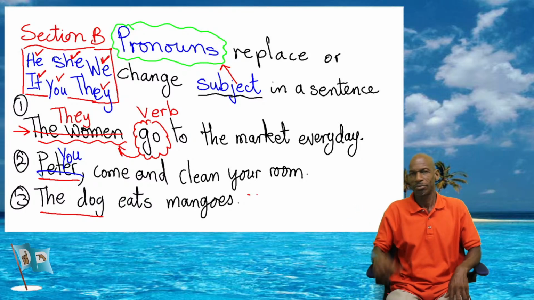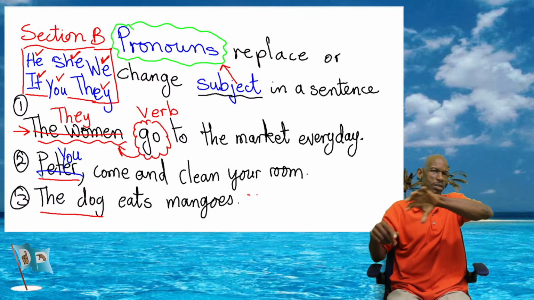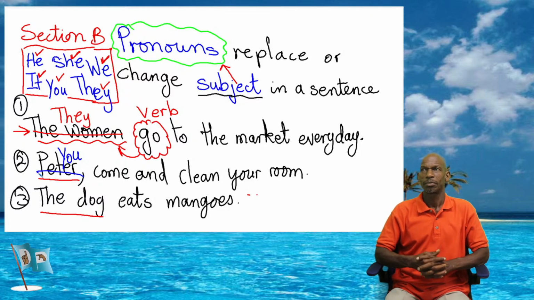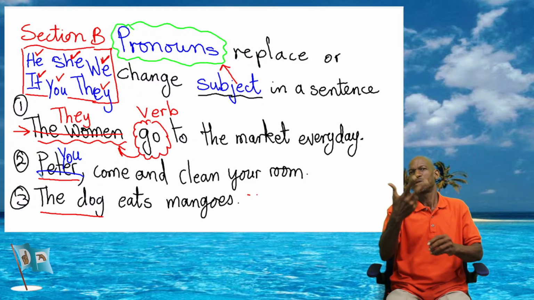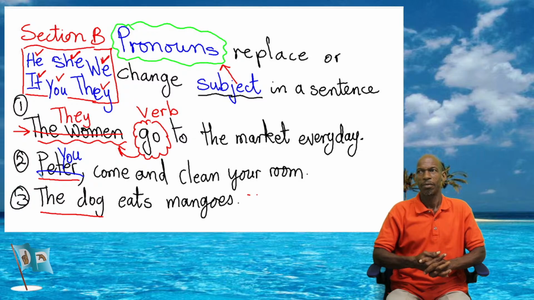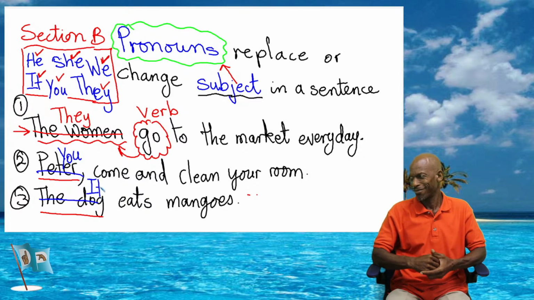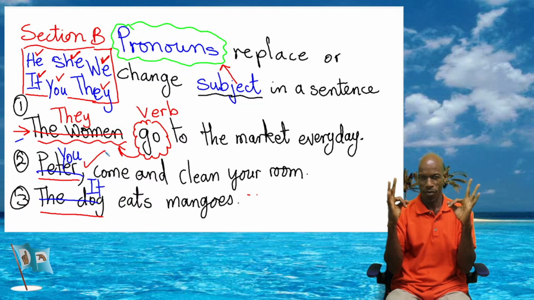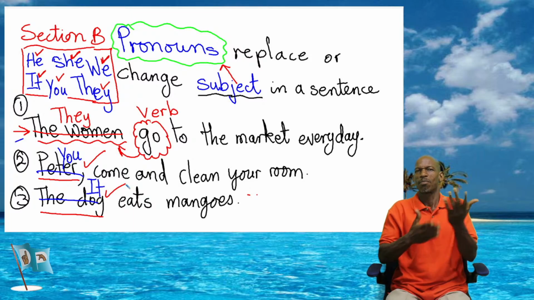Selwyn, number three. What is the pronoun we're going to use to replace that subject? The dog eats mangoes. Selwyn. It. Very good. It eats mangoes. Very good. So that is correct. So let's go on to the last section now.